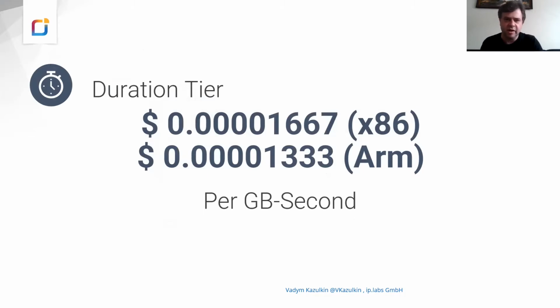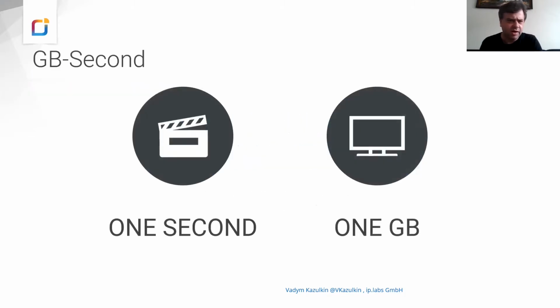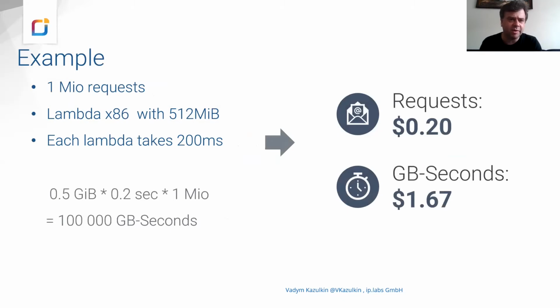So this is kind of an equation, and this is the simple calculation. You have 1 million requests. You have selected the Lambda with this architecture and give the Lambda half of the gigabyte of memory. And we will assume each Lambda invocation from the million takes 200 milliseconds, which is not the case, but for simplicity, this will be the amount that you should pay. This is the request tier. This will be the duration memory tier.